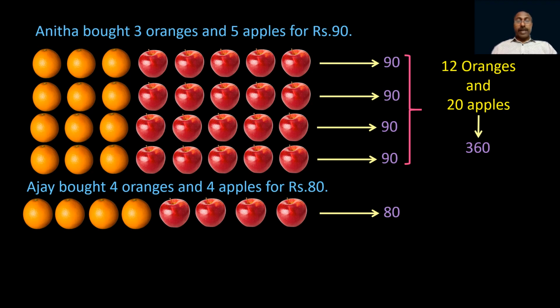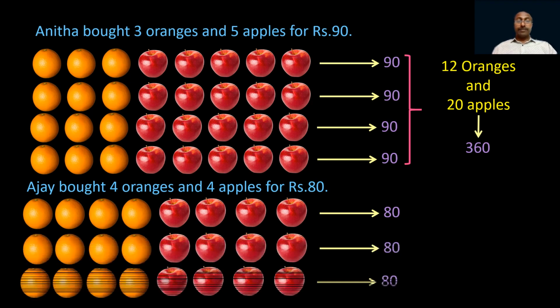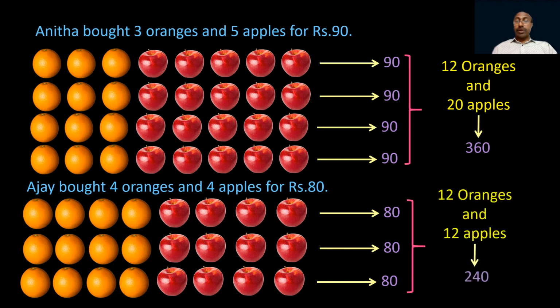And according to the second condition, if we take the situation 3 times like this, now the cost of 12 oranges and 12 apples is 80 3s is 240. So how can we find the cost of each apple and orange using these situations? Let us see.